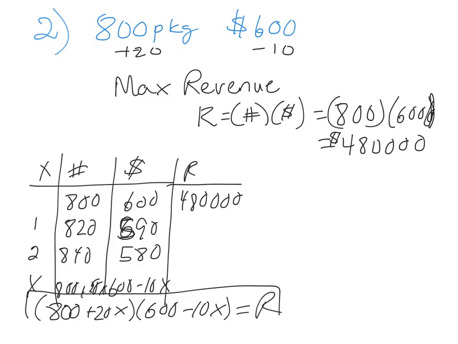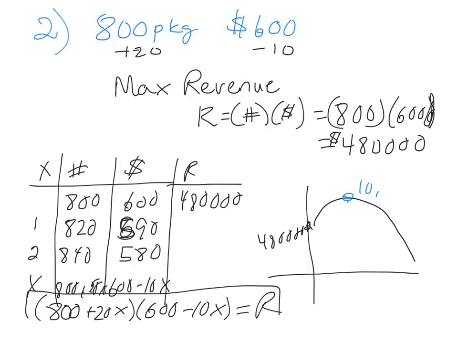If you graph this revenue function, what you'll find is that it would start off at an initial value of 480,000 on the axis, and it's going to go up and come down. And the max value on this graph is going to be when X is 10, Y is going to be 500,000. So our maximum revenue is going to be 500,000.